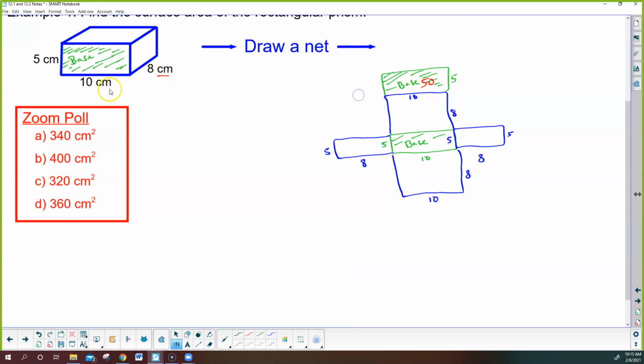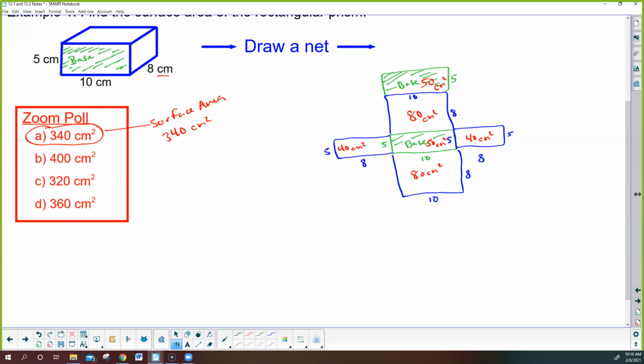Now notice the units are centimeters. So when we find area, it's centimeters squared. And then here we got an 8 by 10. Here we've got a 5 by 10, but if you notice, this base is congruent to this base, so these have to be equal. And same thing here, this is an 8 by 10, so it's the same as the one above. And then the only other two is a 5 by 8, which is 40, 40, and then add them all up, and you should get your total surface area. And notice the units, 340 centimeters squared.